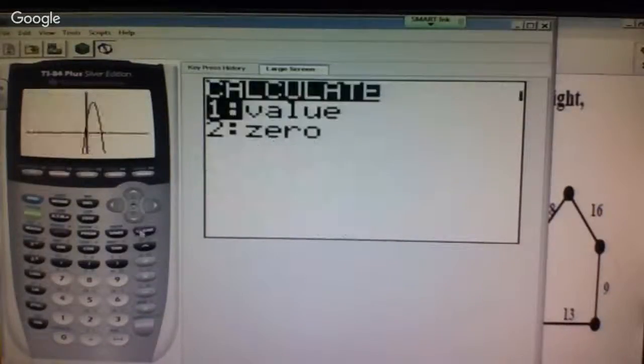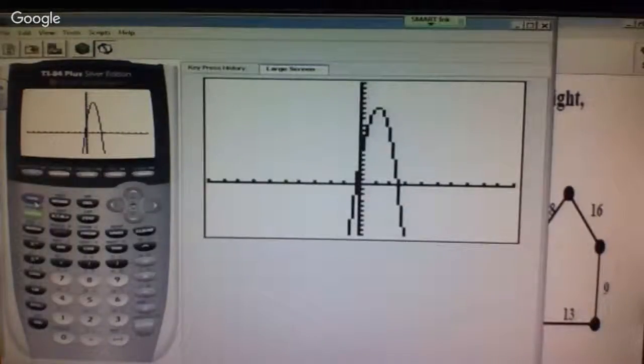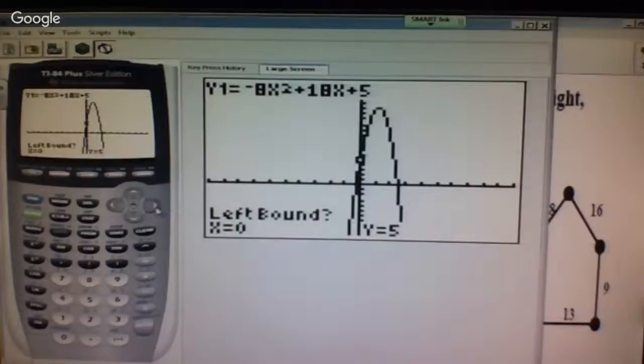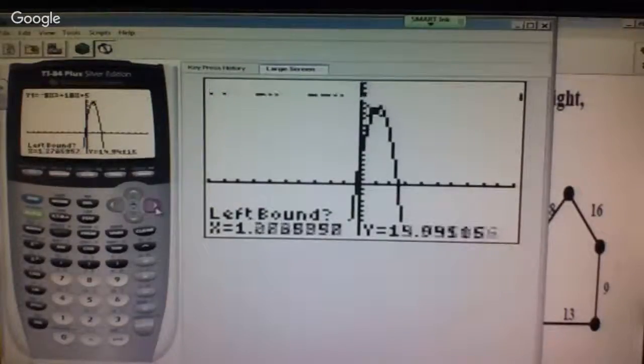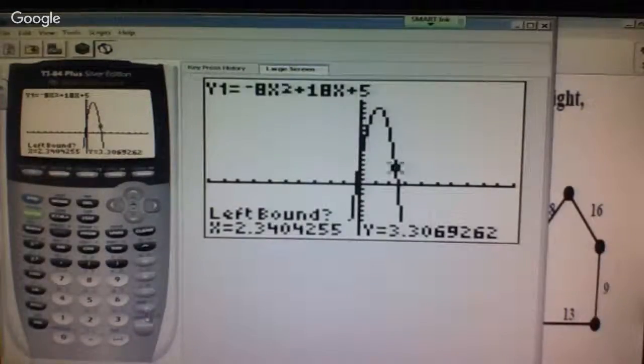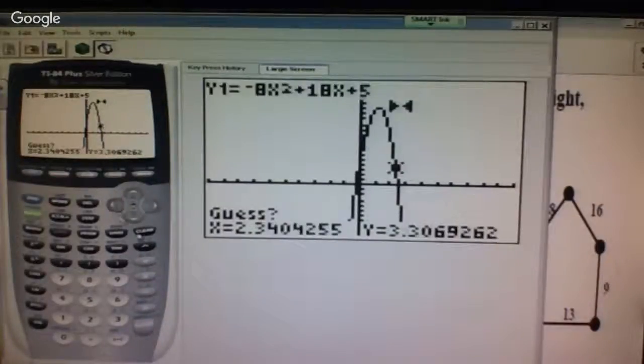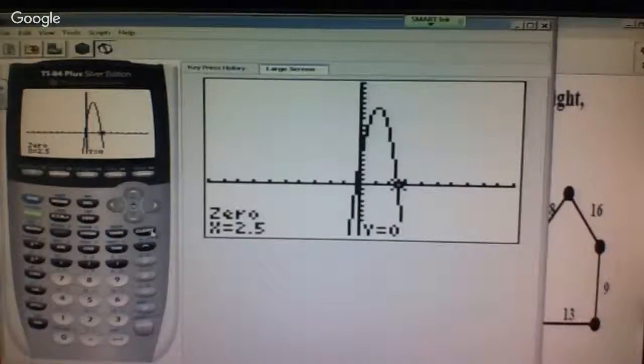Okay, so I need to see farther that way. What's getting bigger if I'm going to the right? X. You tell me. X max. Guess something. And then just go back and keep playing with it. So now you can see where it hits the ground.